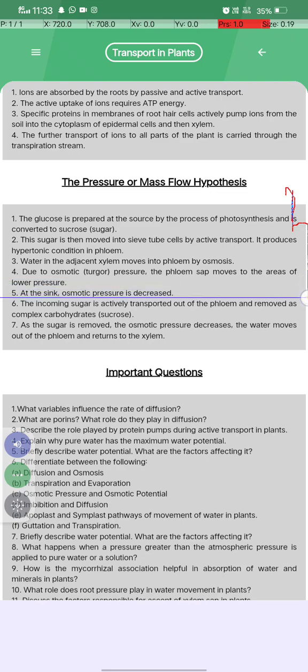At the sink, osmotic pressure is decreased and the incoming sugar is actively transported out of the phloem and removed as complex dehydrated sucrose. As the sugar is removed, osmotic pressure decreases and the water moves out of the phloem and returns to the xylem.